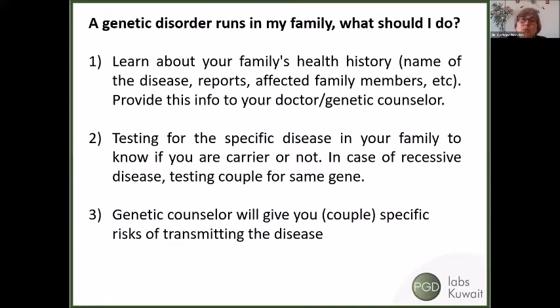So what can we do if I know that there is a genetic disorder in my family? What should I do if I don't want to have affected children, if I want to know the risk I have of transmitting this disease that is running in my family to my children? First of all, it's very important to learn about the family health history, because we need to know. Sometimes it's not easy because it will depend on how big your family is. Sometimes some families try to hide from other members of the family that they have an affected member.